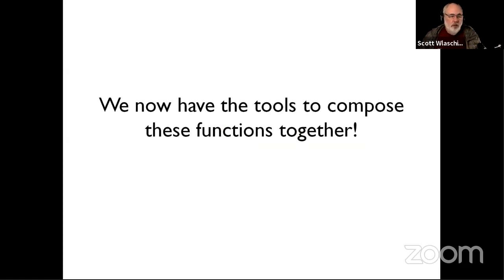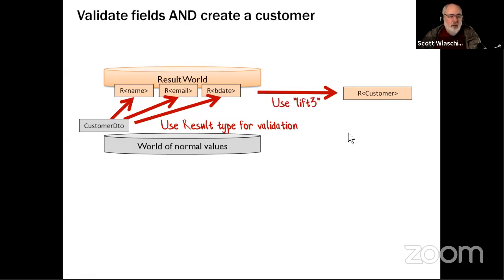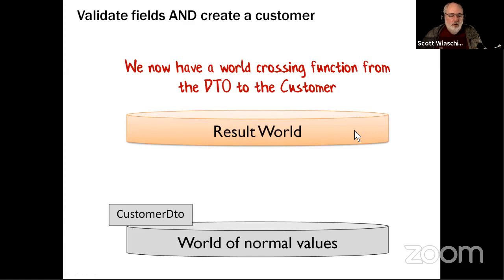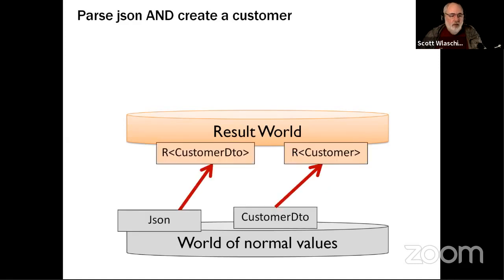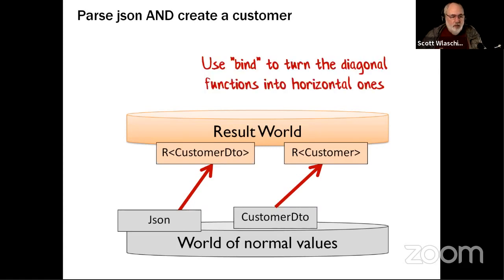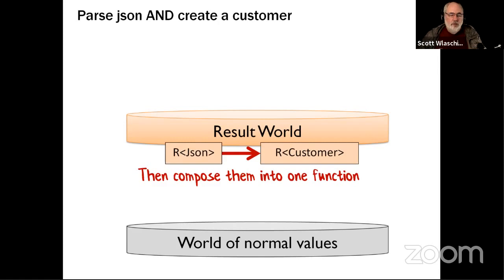We have the tools, we have the technology to compose these functions together using nothing but the toolkit we've developed. So validating the fields. Okay, we've got some validation functions and we want to create a customer. Well, we can do the second part using the lift function, the applicatives that we talked about. So we can just use our lift tool, and that will solve that particular problem. Now, this customer DTO to a customer and these two things, they don't compose, right? But if we use bind on both of these things, these are world crossing functions. If we do bind on both of them, they now live up in this world. So they're now all in a row and we can combine them together into one single function, right? So now we have a function that gives me some JSON and it gives me back a result.